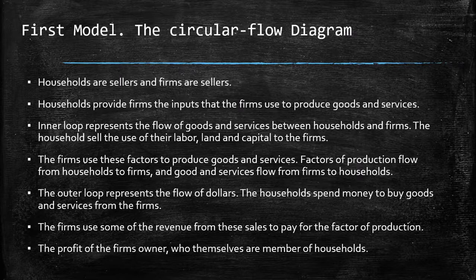We have an outer loop which represents the flow of dollars. Households spend money to buy goods and services from the firms, and the firms use some of the revenue from these sales to pay for the factors of production. The profit goes to the firm's owners, who are themselves members of households, so it stays in the circular flow, because in the end they will buy some goods or services.